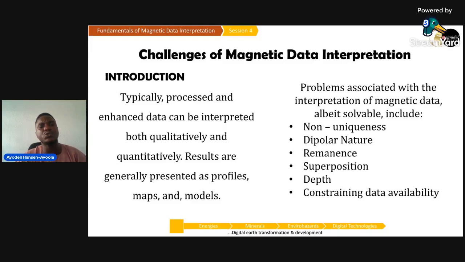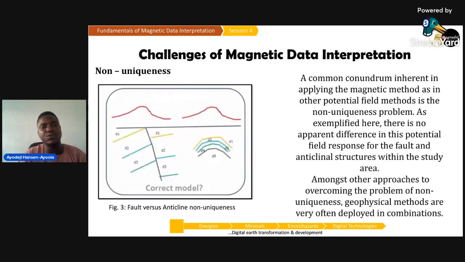Problems that might be associated with the interpretation of magnetic data are, albeit, solvable. They include non-uniqueness, the dipolar nature, which has been spoken about at length, remanence, superposition, the depth of the magnetic source, or the flying height, the height of elevation when we are dealing with an airplane, and then the availability of constraining data. I must emphasize here that all of these problems are solvable. In fact, this is why our magnetic method still comes in very useful, because even though these problems exist, they are all very solvable problems.